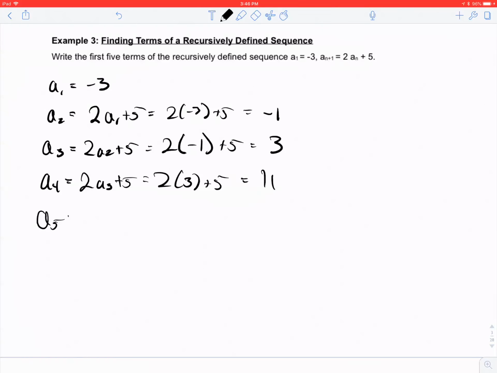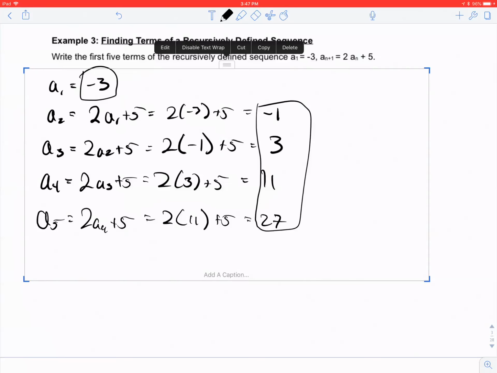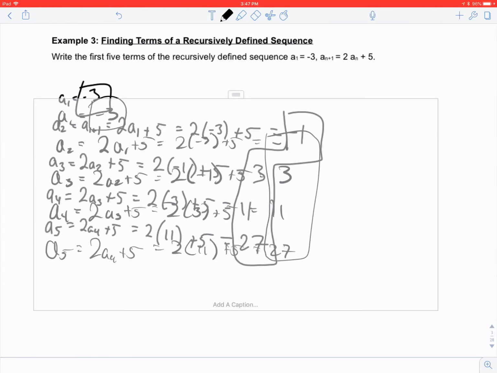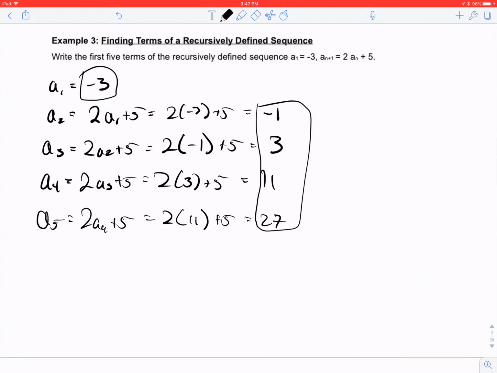So then A5 is going to be 2 times A4 plus 5. It's going to be 2 times 11 plus 5. It's 22 plus 5, which is 27. Okay. So these should be the first 5 terms of the recursively defined sequence. And I think I have some old notes here where I can check. Negative 1, 3, 11. Yeah, these are good. Okay, so we got the same thing as in years past. All right. Let me see what my time is looking like. All right, cool.